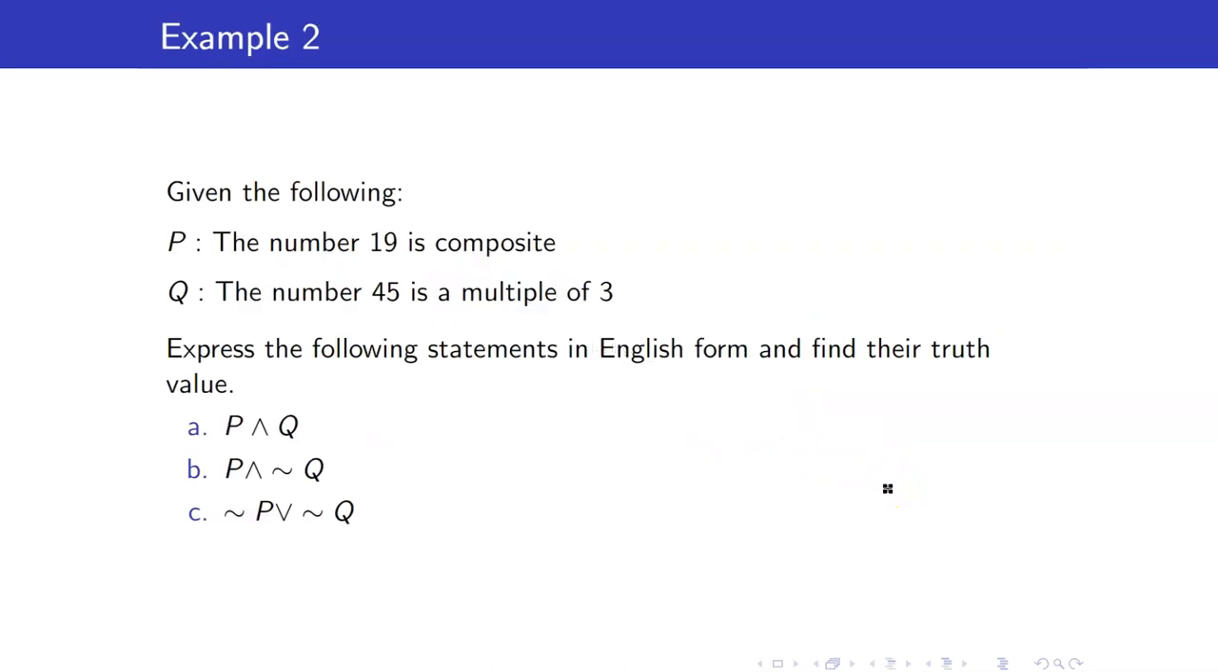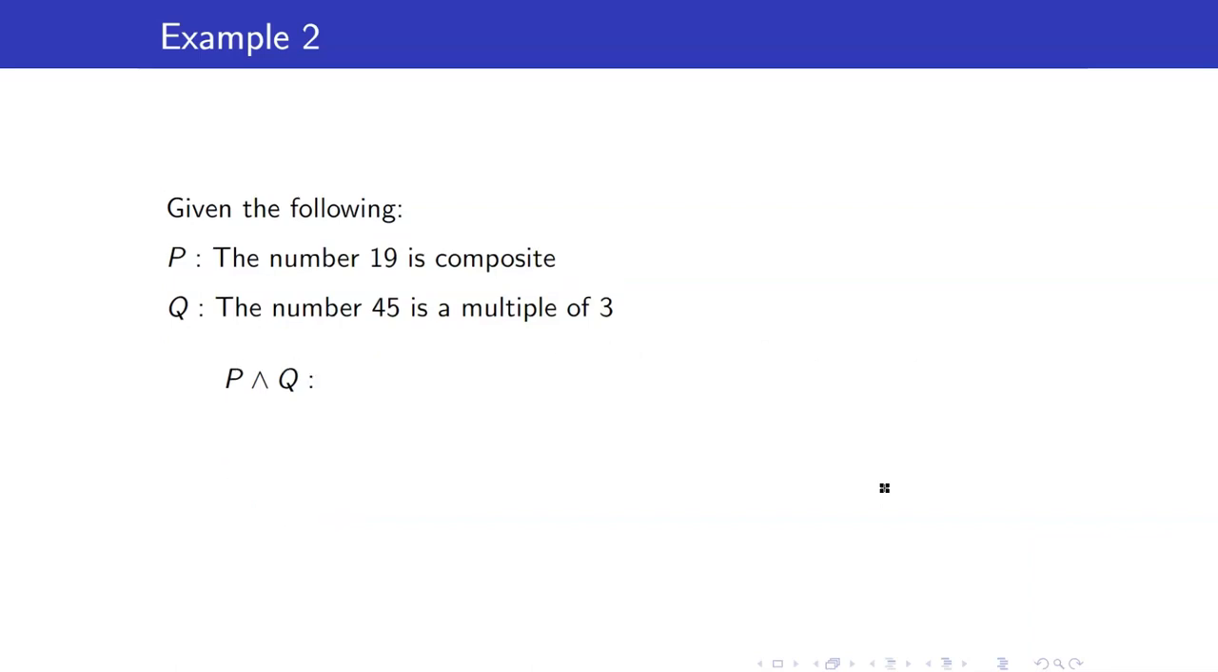Suppose that we have the statements P and Q. P is the statement the number 19 is composite and Q is the statement the number 45 is a multiple of 3. Let us express the following statements in English form and find their truth values.